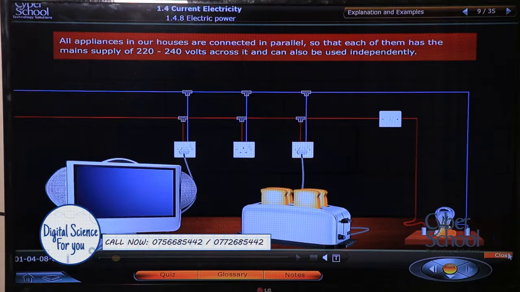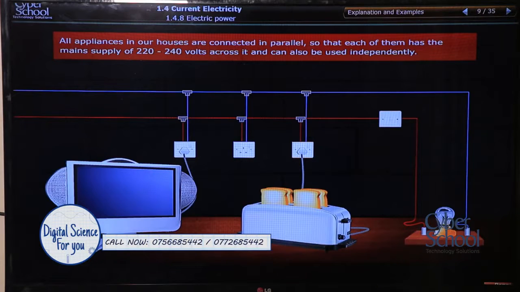Do we see? Those are the appliances in your home. You have a toaster there in your home. You have a TV screen there in your home. So those sockets, they are all in parallel. That all the appliances. I want you to read with me.